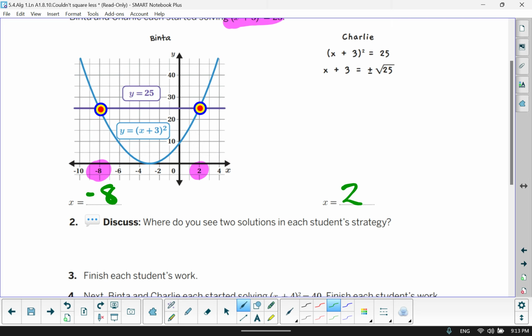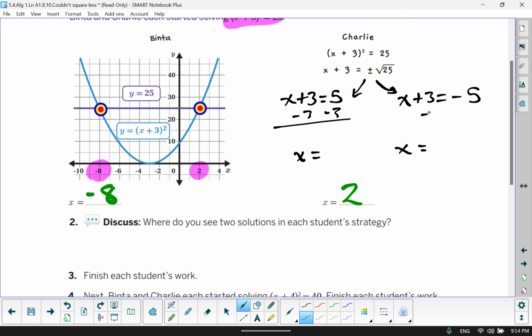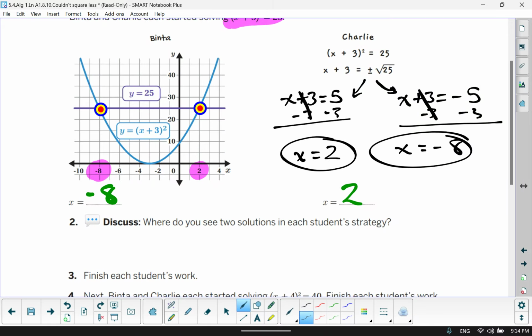Now, honestly, I can't really see Charlie's solutions yet. When we're doing this, we're looking for two possible solutions, and we've got to find where x equals. So let's go ahead and finish Charlie's work. Either x plus 3 is equal to the positive square root of 25, that'd be 5, or x plus 3 is equal to the opposite of the square root of 25, that'd be negative 5. In both cases, we can subtract, and to no one's surprise, we'll get the same solutions.